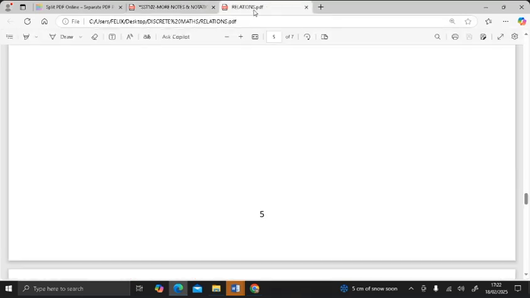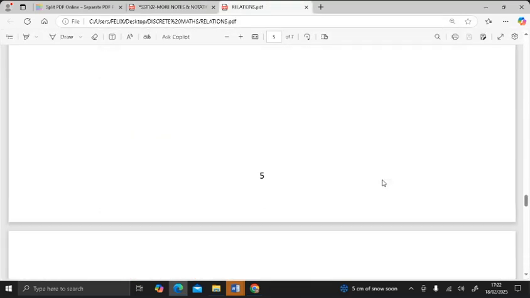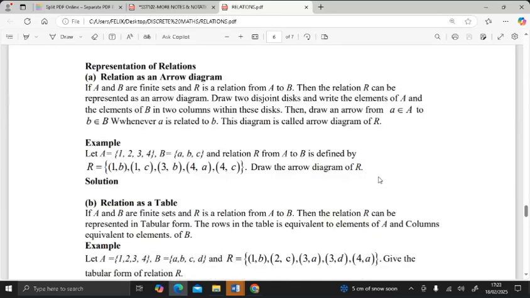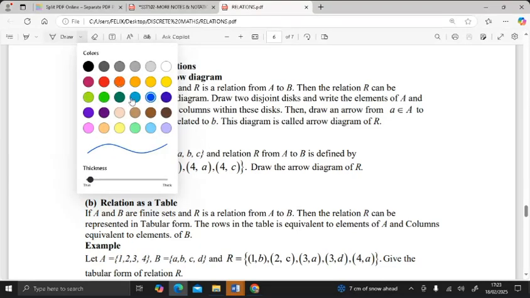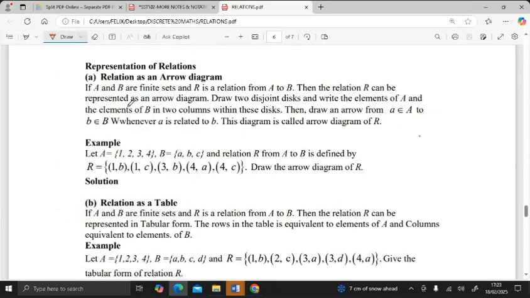Now that we're done with composition of relations, what I would wish to take you through is what we call representation of relations. We are told that there are 3 ways of representing relations. The first way of representing relations is by use of a diagram, an arrow diagram.